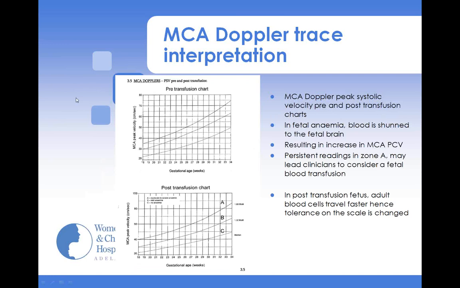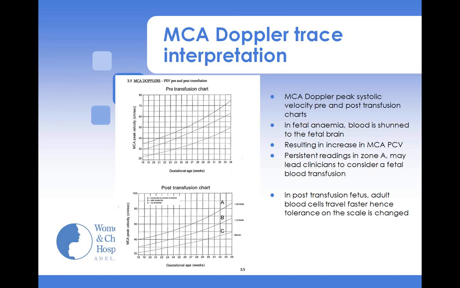We have these pre and post transfusion charts. When we measure, we plot along gestational age and the peak systolic velocity. Anything above the 1.5 multiples of the median will be considered high, and consistent, persistent readings in zone A, which is up above this 1.5 multiples of the median line, will lead the clinicians looking after the patient to consider fetal blood transfusion.